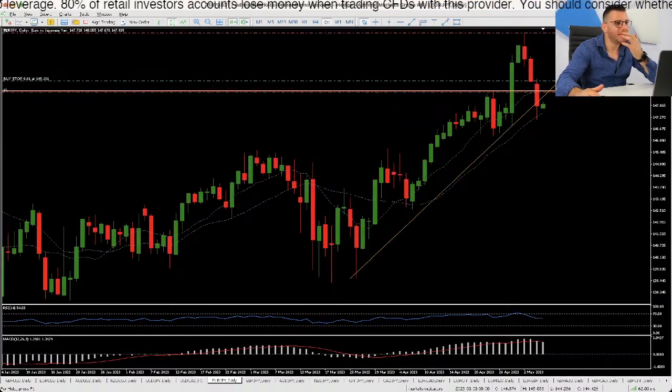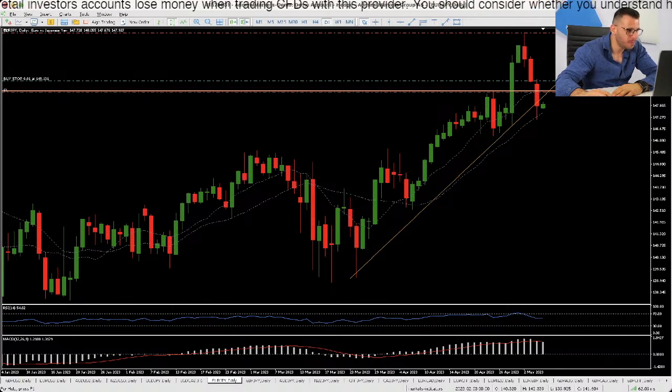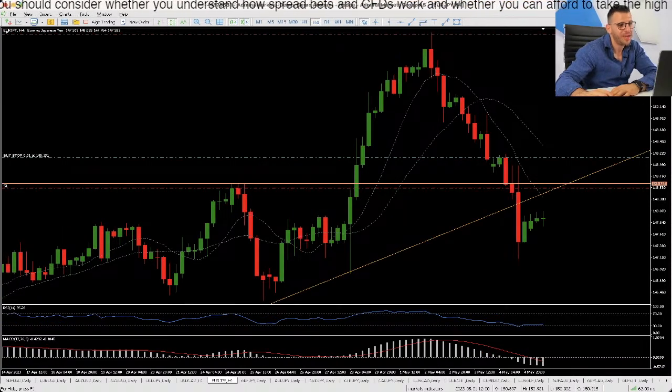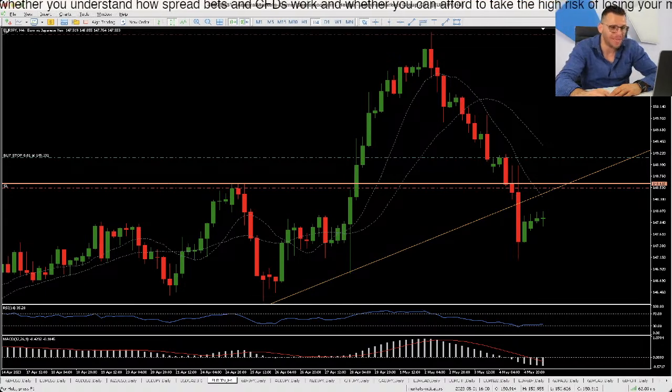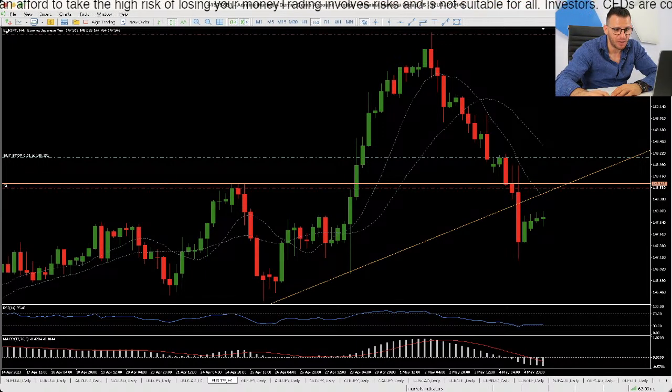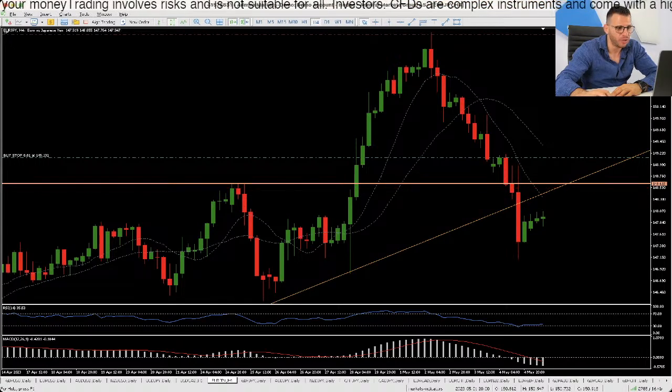Next one, Euro JPY. Yesterday I had a buy stop order with a stop loss below. I placed it based on the 4-hour potential bullish engulfing candle. It didn't trigger me in, so it's invalid now. I will cancel the order. You just right click here and you cancel the order.